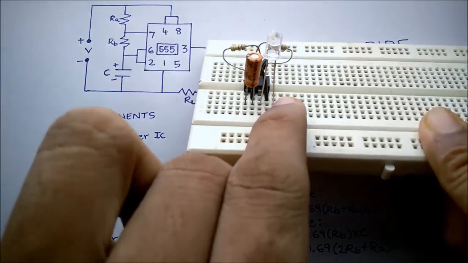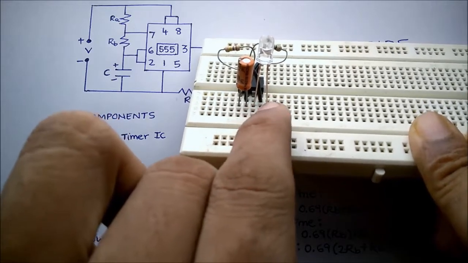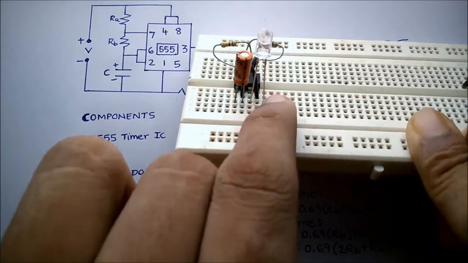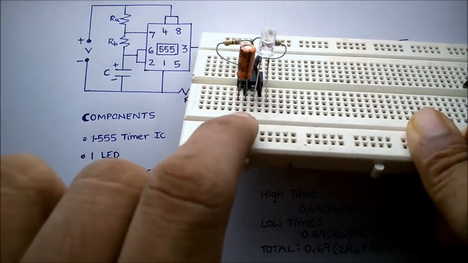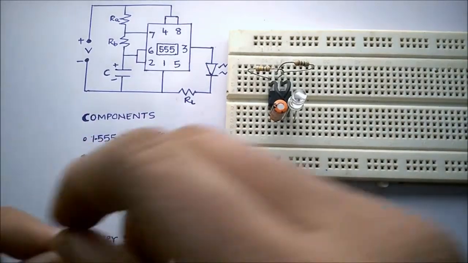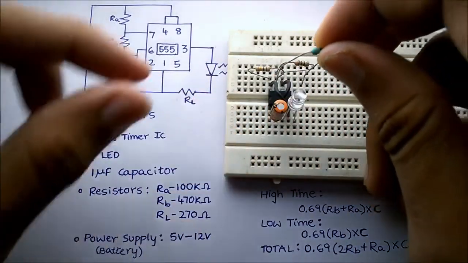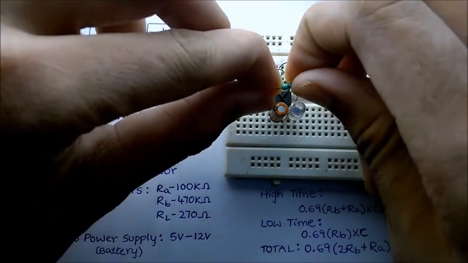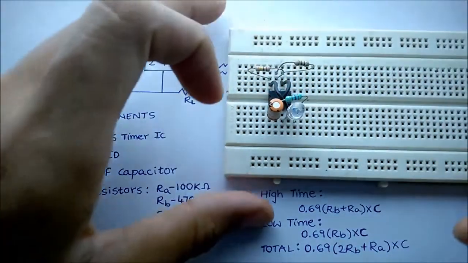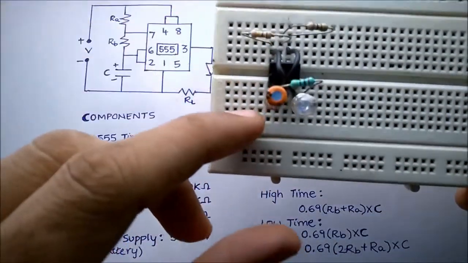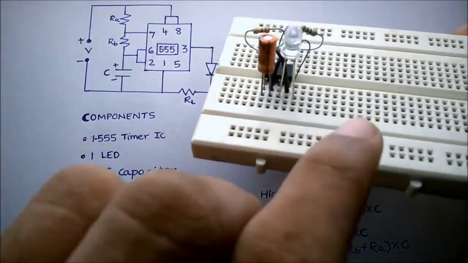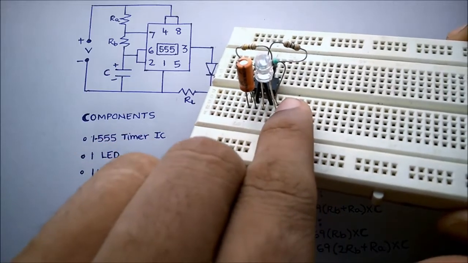The positive terminal of the LED is connected to pin number 3 of the IC, and the negative terminal of the LED, I am placing it on the column next to the 4th terminal of the IC, so that I could connect the resistor from this column to the ground, that is pin number 1. Now I am connecting the resistor of 270 ohms from pin number 1 of the IC to the negative of the LED.